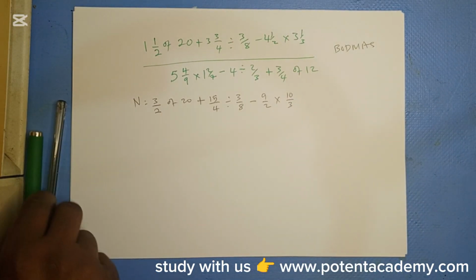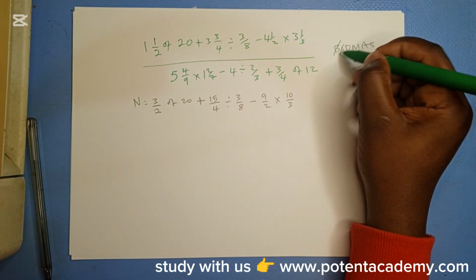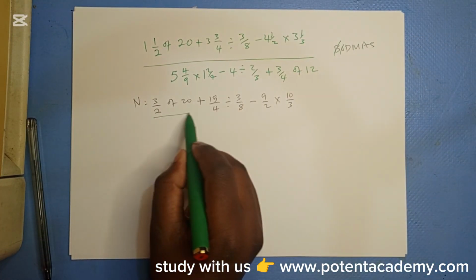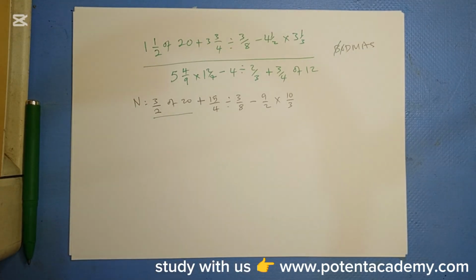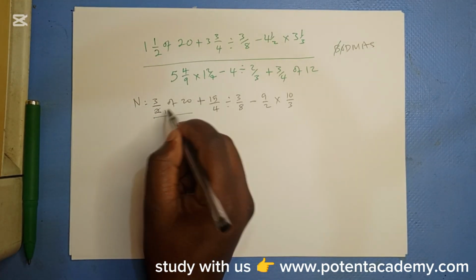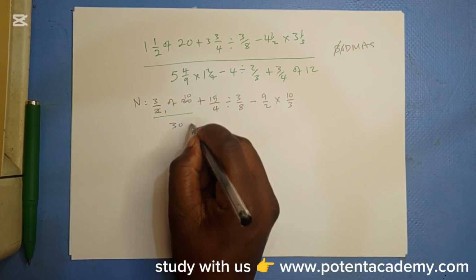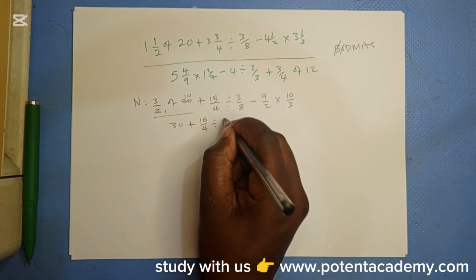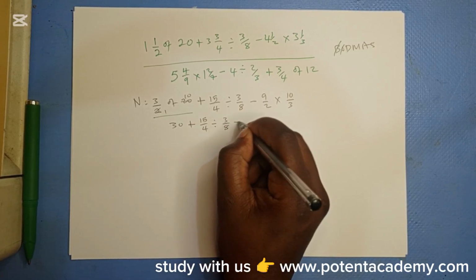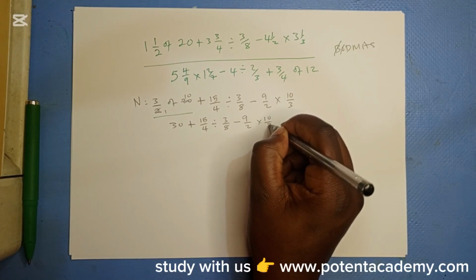After you have done that, now you come to this. Do you have a bracket? No. Do you have an of? Yes, you can underline the of and you do it. So of is like a multiplication, so you can divide by 2, 1 by 2, 10. That is 30. Then you copy the rest: 30 plus 15 over 4 divided by 3 over 8 minus 9 over 2 times 10 over 3.